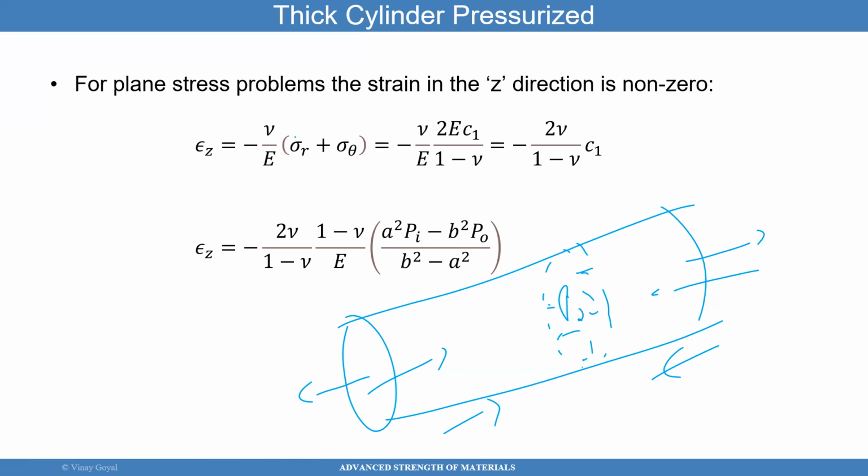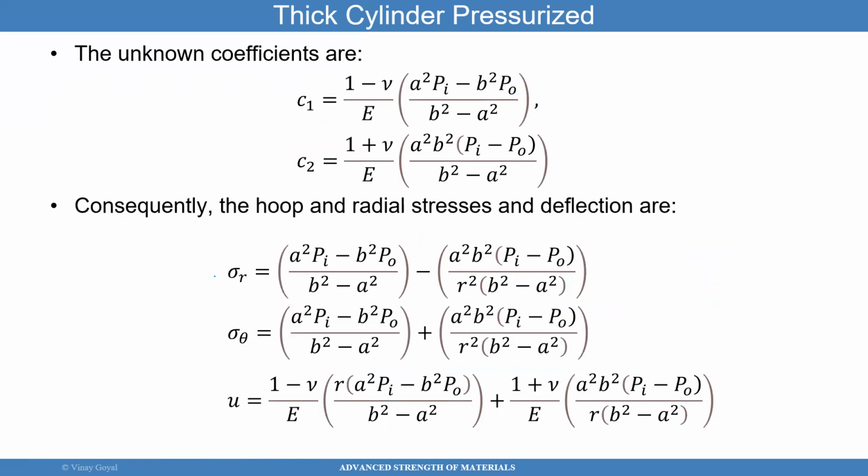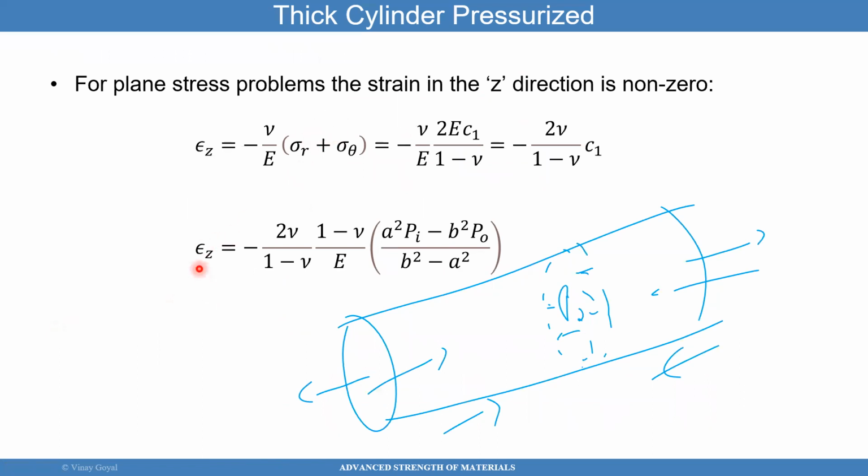And so I can use the plane stress equation to figure out what epsilon ZZ is. I know sigma R and sigma theta from the previous equation here. And because I know these two, all I have to do is plug it in here, and then I get epsilon ZZ as you see here. So that's how you find the strain, how much it grows in that direction.